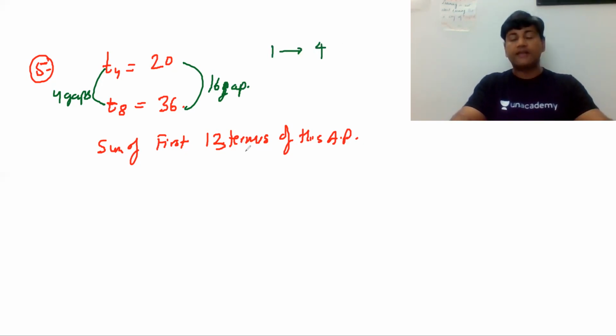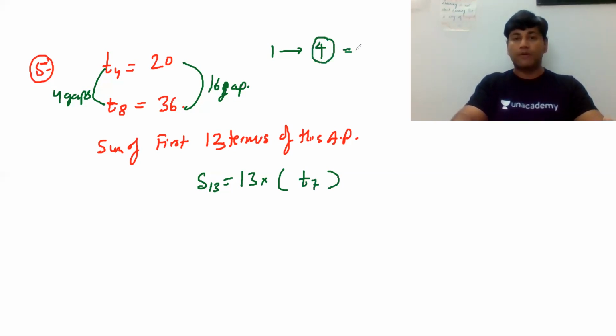So for finding 13 terms sum, what do you need to find? You need to find S13, which is equal to 13, number of terms, into the middle term. Now middle term, when there are 13 terms, will be the 7th term. Now 7th term will be, common difference is 4, 1 gap is 4. This is the common difference. So 7th term will be 4 less than this term, that will be 32. So your answer will be 13 into 32. So this is like 320 plus 96, 416, 416 is the answer.